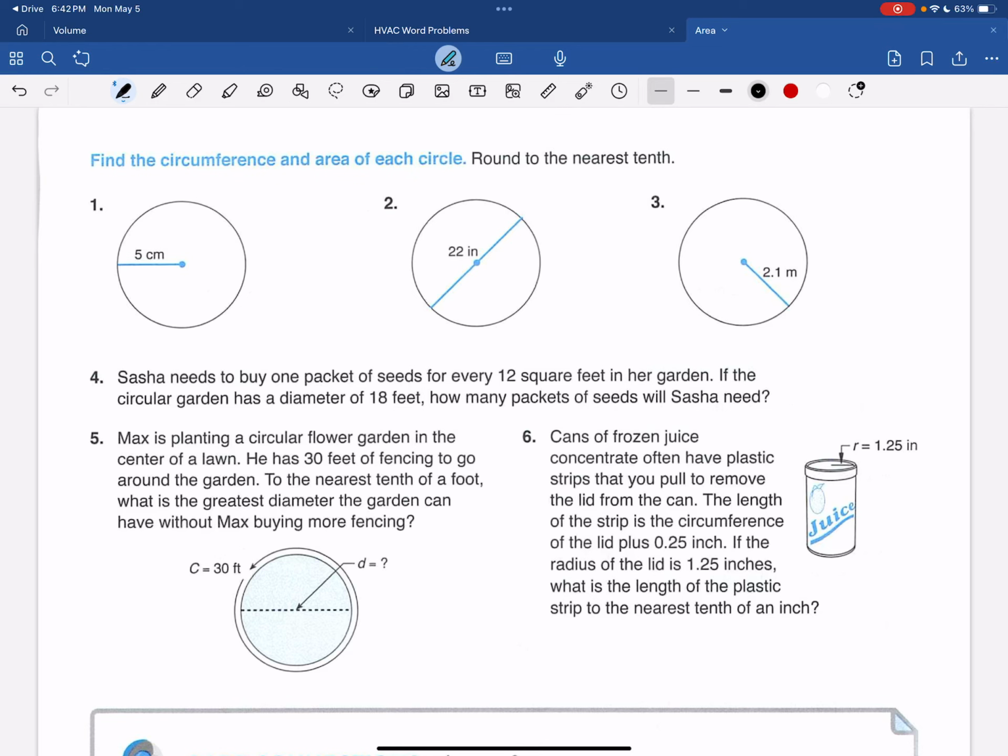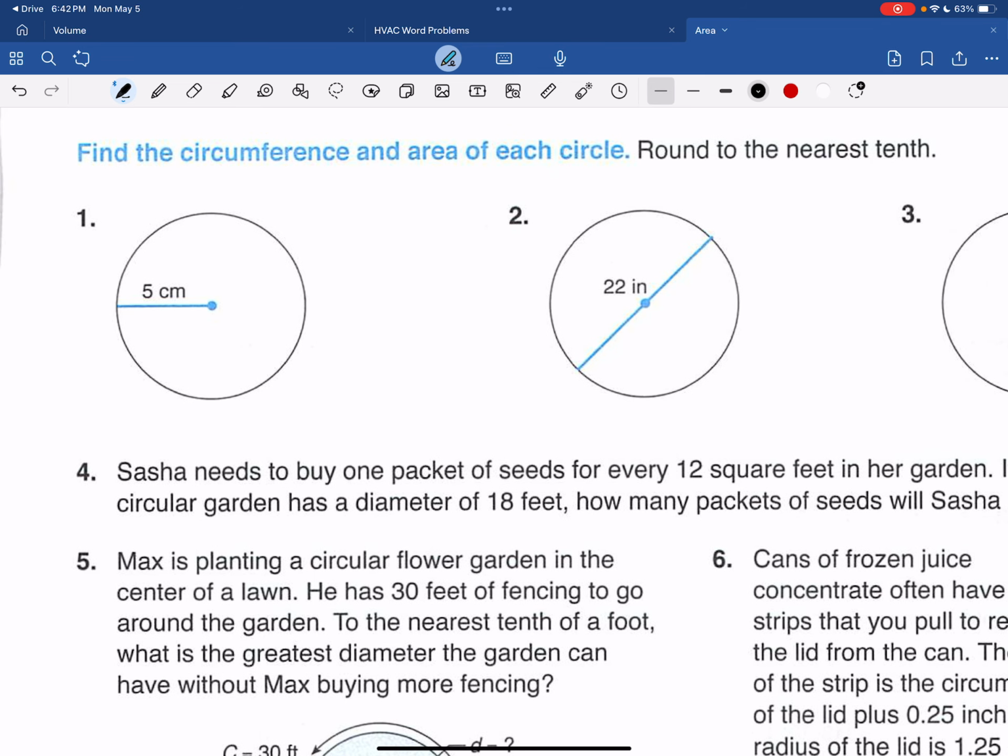Page 77. Find the circumference and the area of each circle. So here we have a circle with a radius of 5 centimeters. So area is pi times the radius squared. Again, I am using a calculator, so I encourage you to do the same. Area is pi times 25. And that's going to be 78.5 square centimeters.